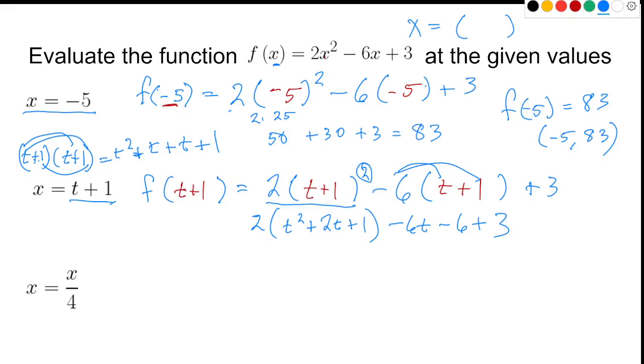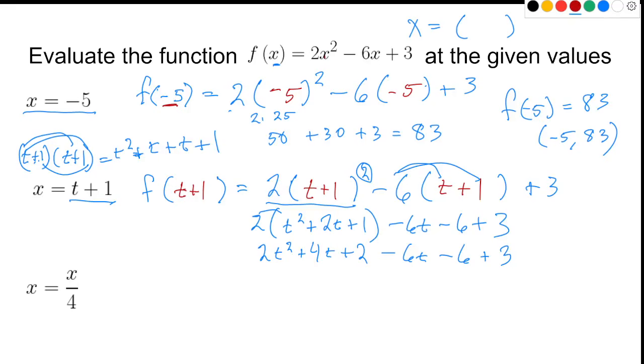And we're almost ready to go. We just need to distribute this 2 through. So we get 2t squared plus 4t plus 2. Then minus 6t minus 6 plus 3. And then combine like terms.